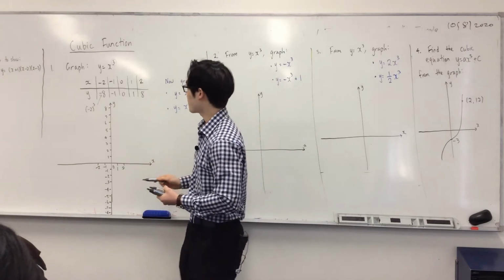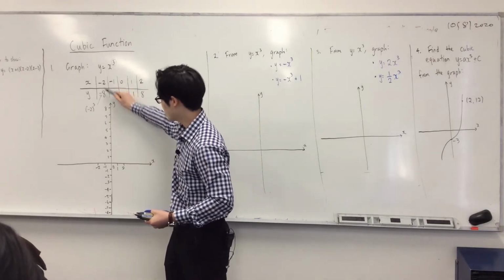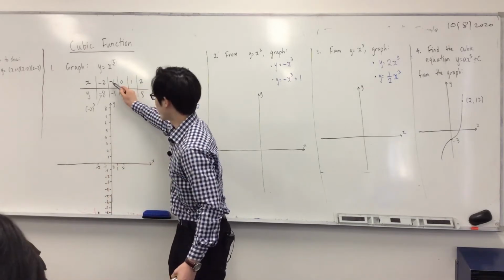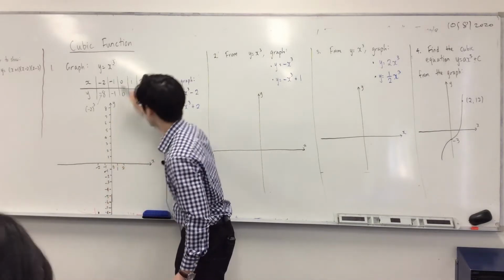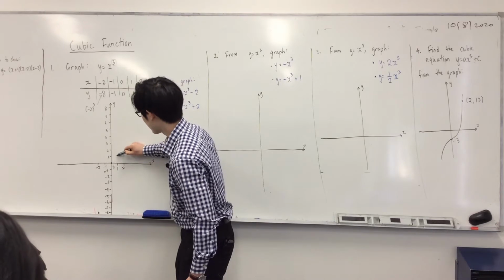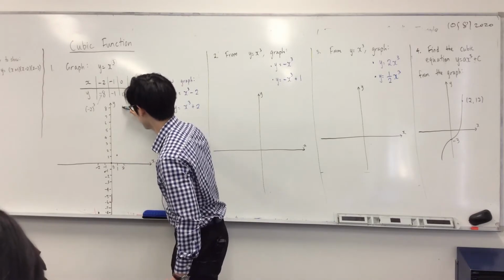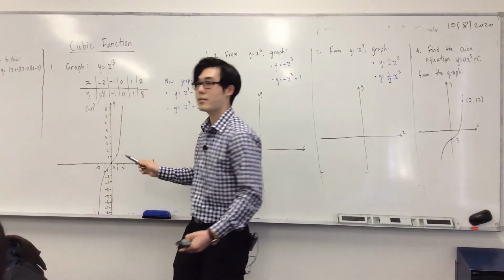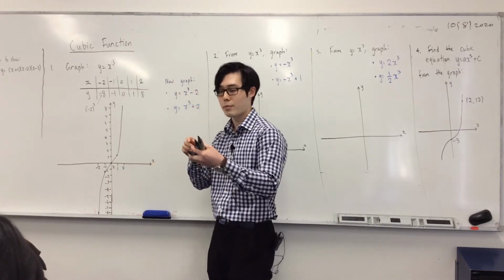All right, so if I plot this out, minus 2 goes down to minus 8, so that's like here. Minus 1 goes to minus 1, 0 goes to 0, 1 goes to 1, 2 goes to 8. Okay, it's going to look like this. Okay, so girls, this is your basic cubic graph that you need to memorize.